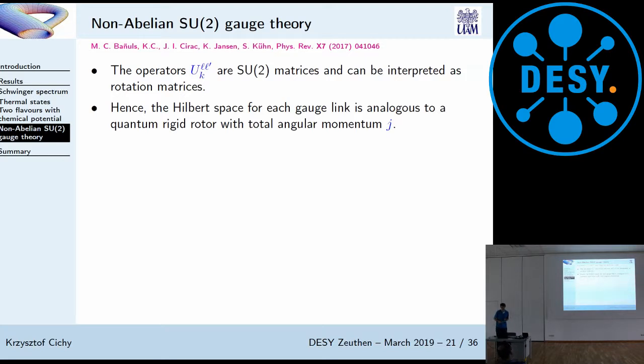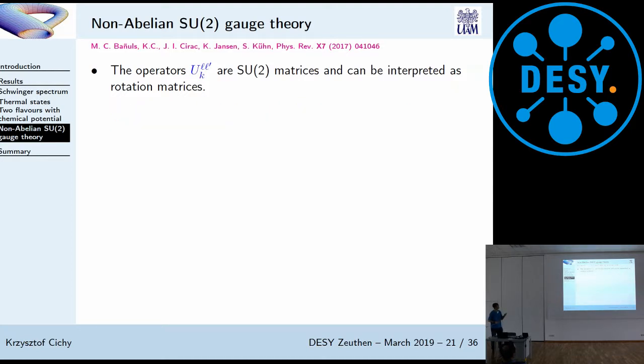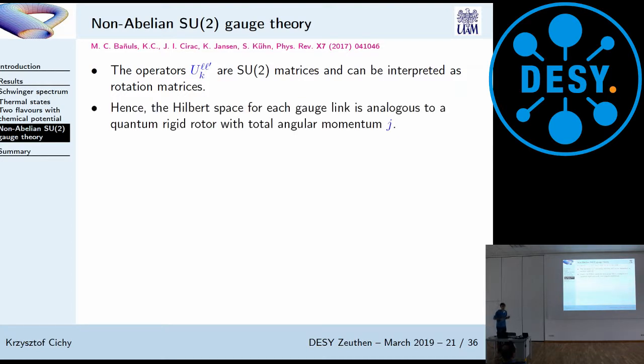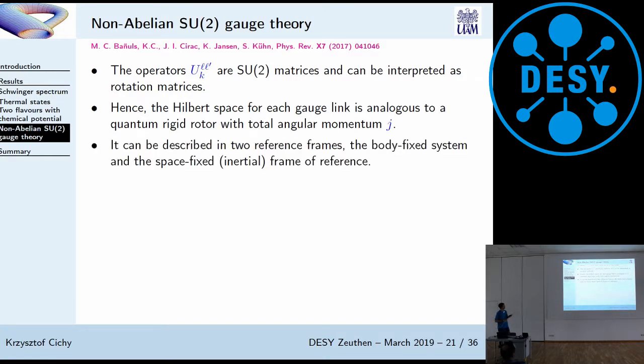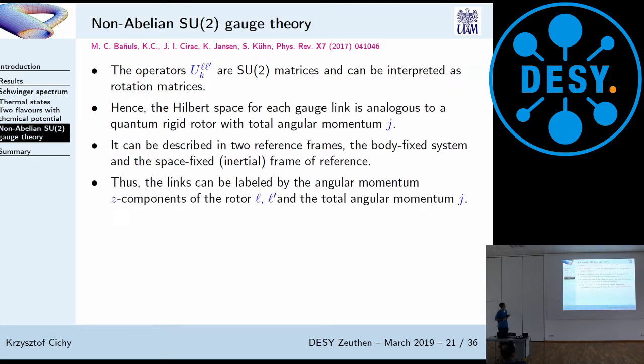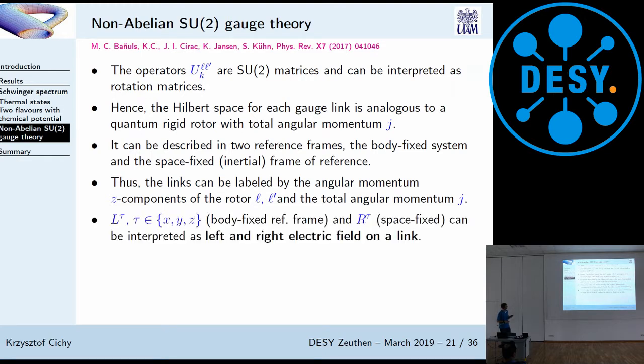These operators U are SU(2) matrices, and they can be interpreted as rotation matrices, and the Hilbert space for each gauge link is analogous to a quantum rigid rotor with total angular momentum J. It can be described in two reference frames, the body-fixed frame and the space-fixed frame. And then one can introduce the quantum numbers corresponding to the z components of the angular momentum of the rotor, L and L prime, and we have the total angular momentum J.